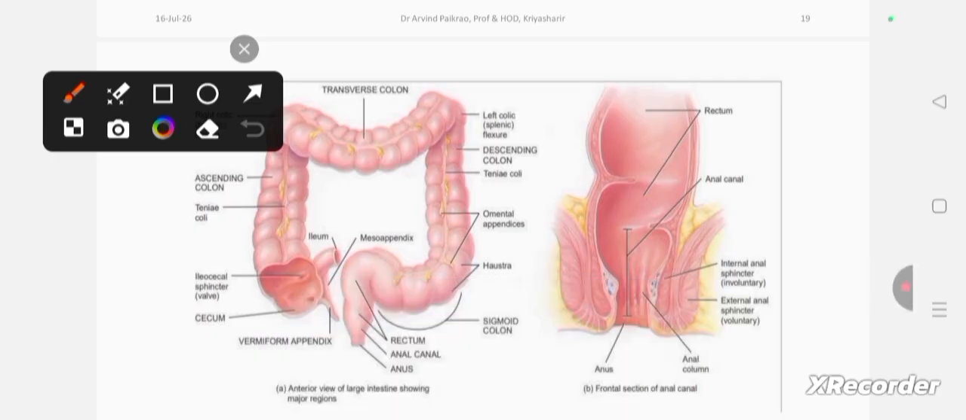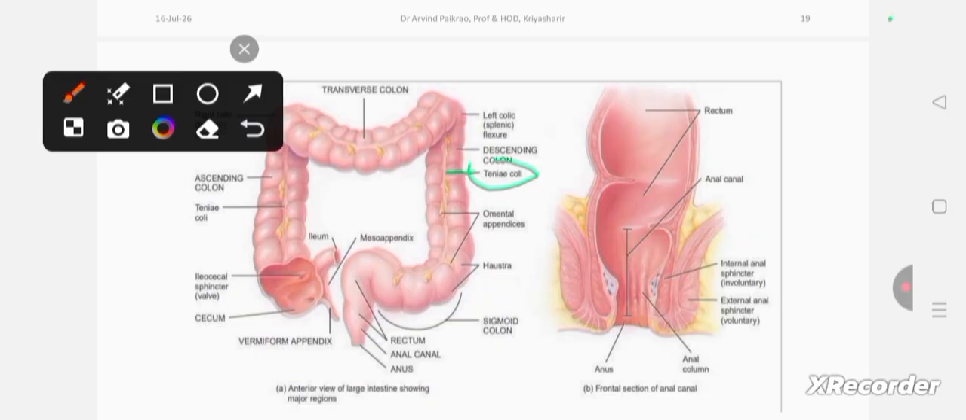See this, these are the tinea coli. Tinea coli you will find here, and here in the center. Tinea coli runs over the entire length of this intestine. It appears as a ribbon-like structure, and the length of the tinea coli is smaller than the total length of the large intestine.